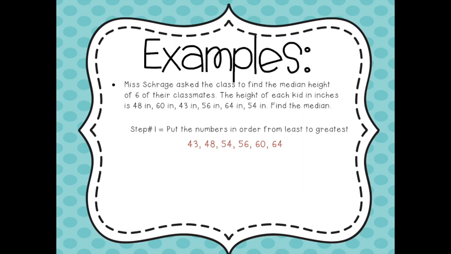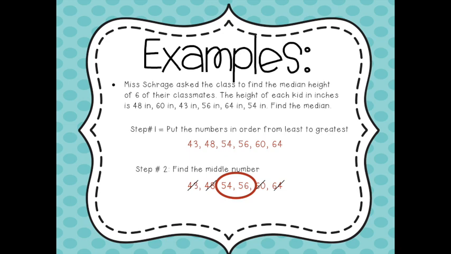Your step 2 is then to find the middle number, working your way out, going in. So we have them in least to greatest order, and then you have to think to yourself, is 43 in the middle? No, it is not. Strike it out. Is 64 in the middle? No, it is not. Strike it out. Is 48 in the middle? No, it is not. Strike it out. Is 60 in the middle? No, it is not. Strike it out. Uh-oh. On this one, I have 2 numbers in the middle. I have 54 and 56 because I was given an even number of classmates.